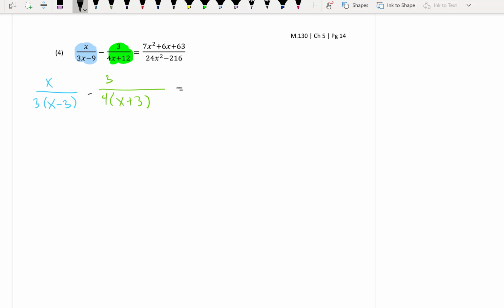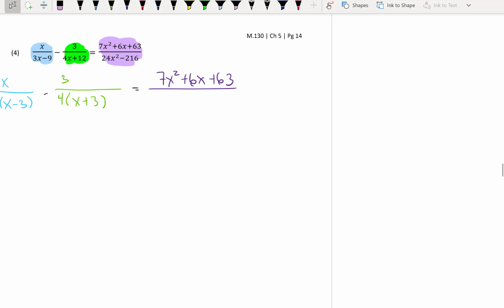And I have my equals. Now I'm going to look at this last fraction. I know I'm not going to be able to do much with the numerator, 7x squared plus 6x plus 63. So I'm going to look at the denominator over to the side, in my scratch work. I have 24x squared minus 216. I know that my GCF here is 24, so that I have x squared minus 9.